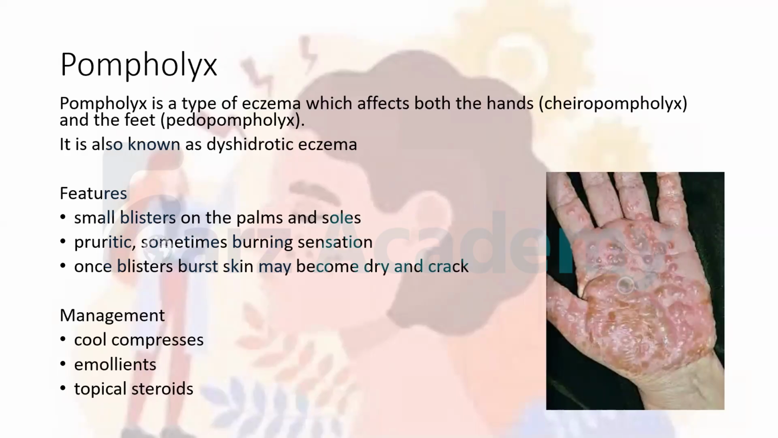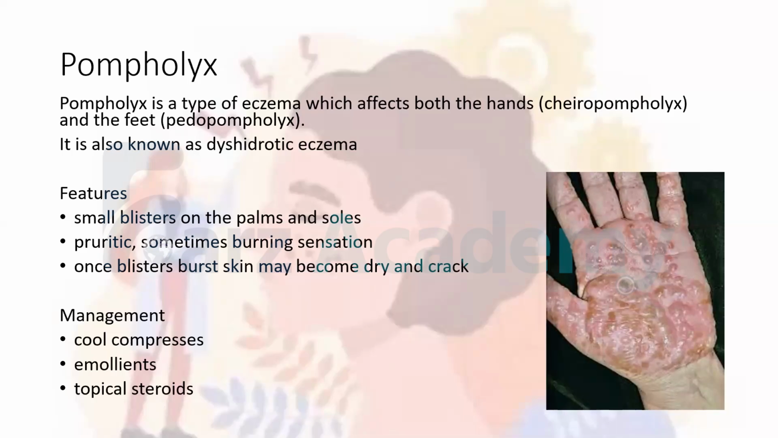Pompholyx is a type of eczema, and it affects both the hands and the feet. If it affects only the hands, it's called chiropompholyx, and if it affects only the feet, it's called pedopompholyx. The other term used for pompholyx is dyshydrotic eczema. So always remember, pompholyx is also called dyshydrotic eczema. In your exam, you can have questions where they mention it as either pompholyx or dyshydrotic eczema.